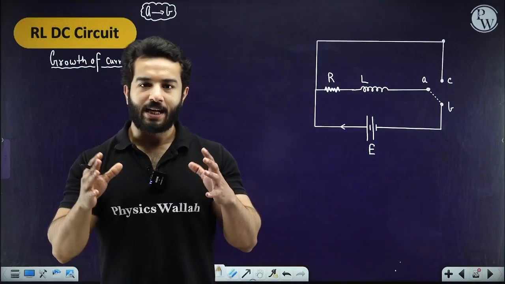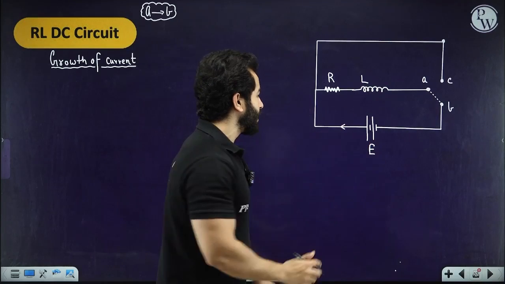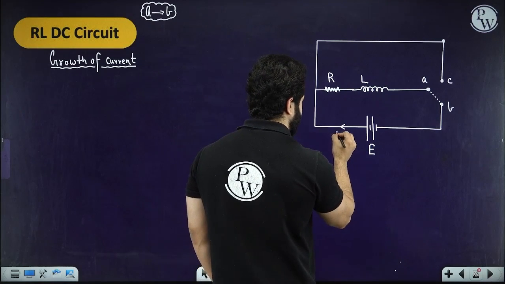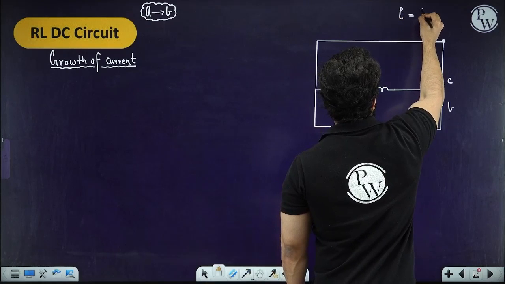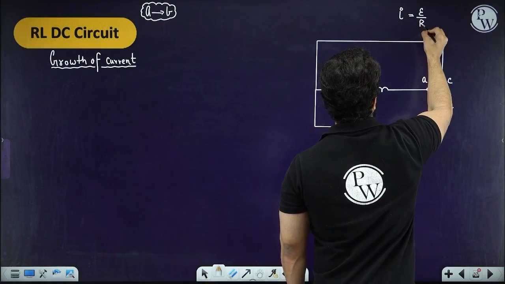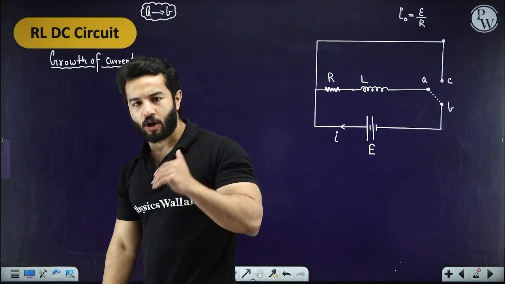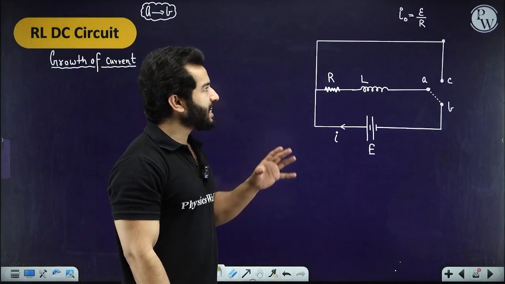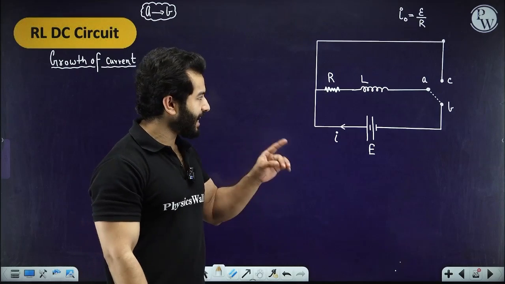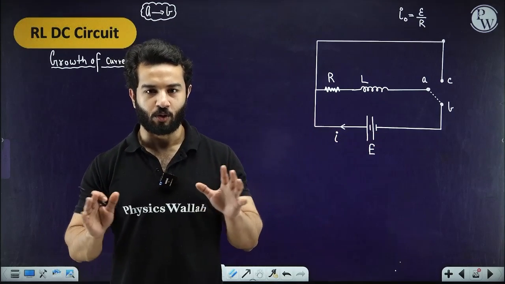Now after some time, current will get steady. There will be a steady current flowing in this circuit, and let's suppose that steady current is E by R. That current is E by R, or you can also call this the maximum current. Current will not grow after this value. So this E by R current is the steady current, and at that point this inductor will just behave like a clean wire. This much we know, right?